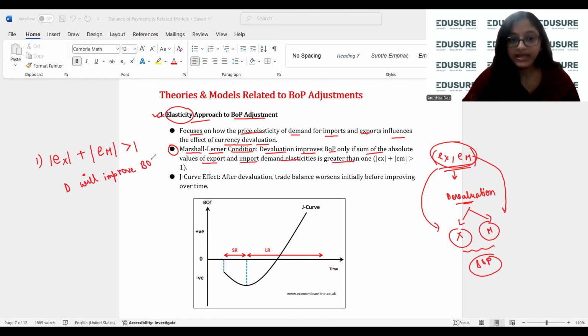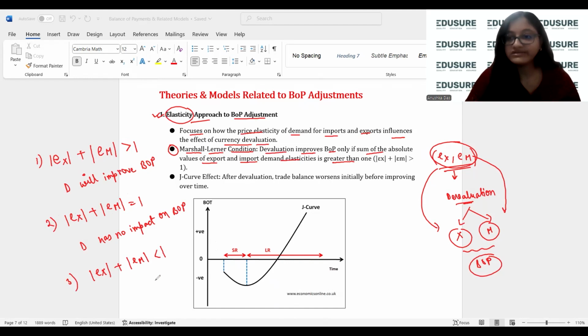Devaluation will improve the BOP scenario. Then the second condition is that if this summation is exactly equal to 1, devaluation has no impact on BOP. And there is a third scenario: if this elasticities value is less than 1, then devaluation worsens BOP.